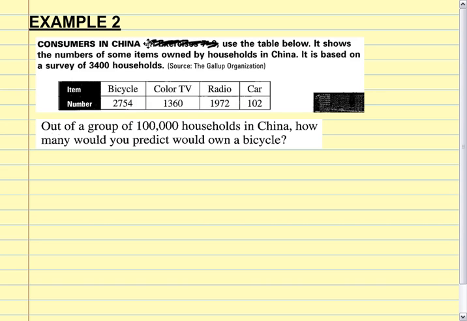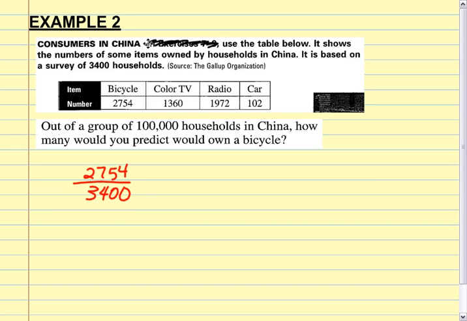What's the probability that when I choose a household from these 3,400 households, I'm going to get a household that owns a bicycle? Catherine? 2,754. So I just write the fraction right there, right? But now, wait a minute. They don't want me to choose out of those 3,400. They want me to choose out of 100,000.